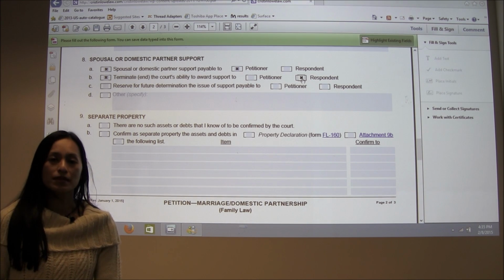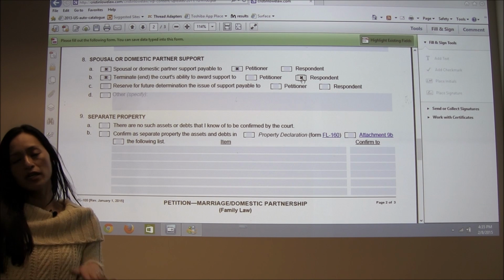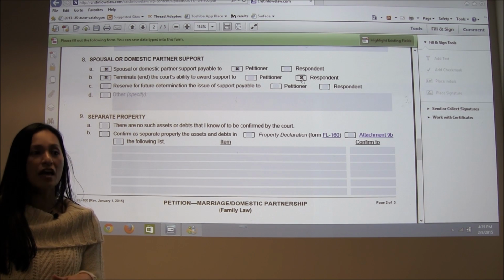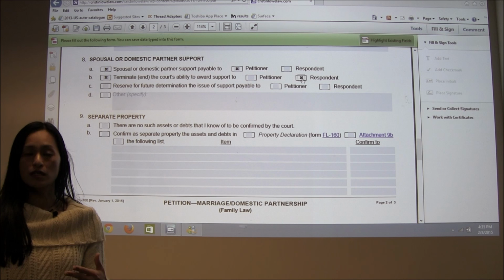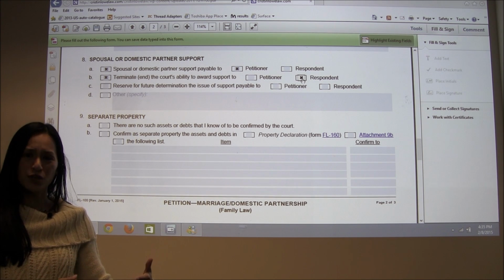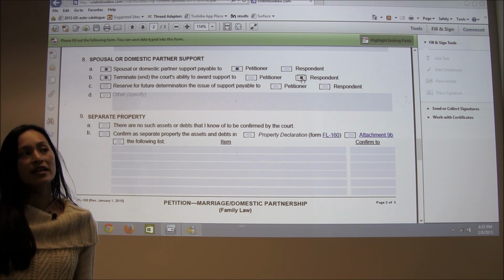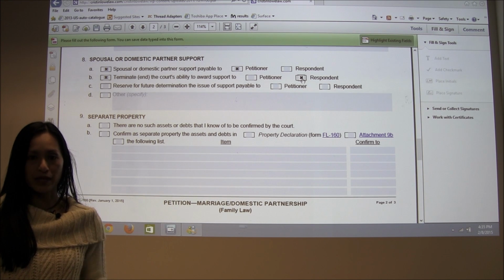Reservation, that's another concept I get a lot. So reservation means we're not going to decide now. We're not going to decide today, but I want to keep the door unlocked. So it's shut because we're not going to determine it right now. But at a later time, I might want to open that door and step through it and ask for spousal support.